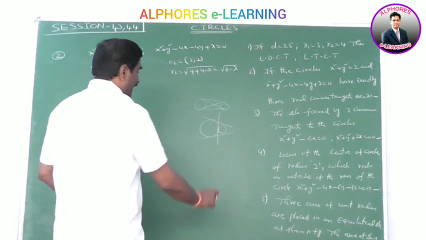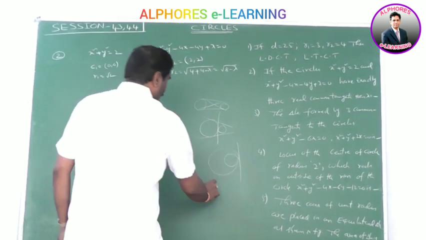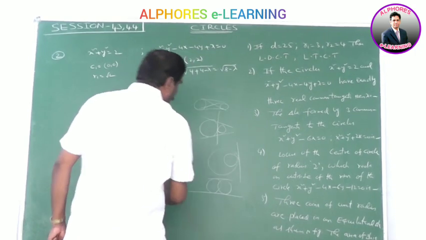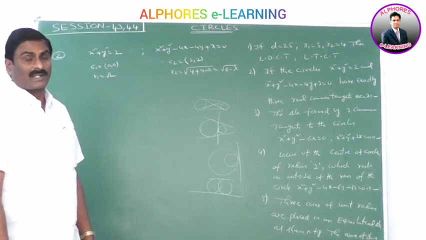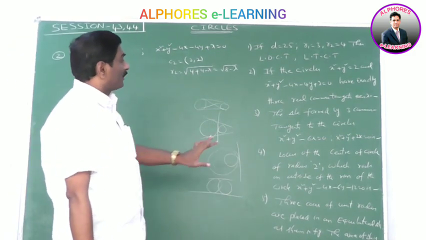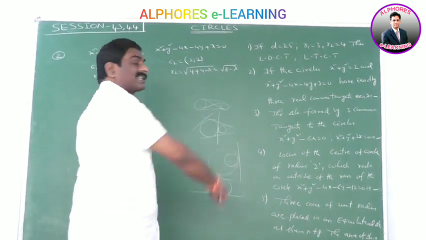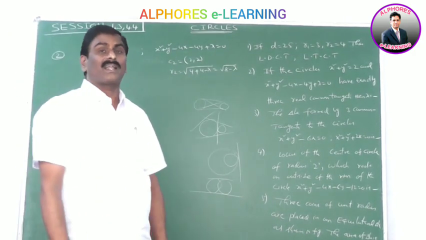Suppose the circles touch each other internally, then only 1 tangent exists. If the two circles are intersecting, there are only 2 direct tangents. Direct common tangents are 2, transverse are 0. That means from the given, the two circles having exactly 3 common tangents means the two circles touch each other externally.